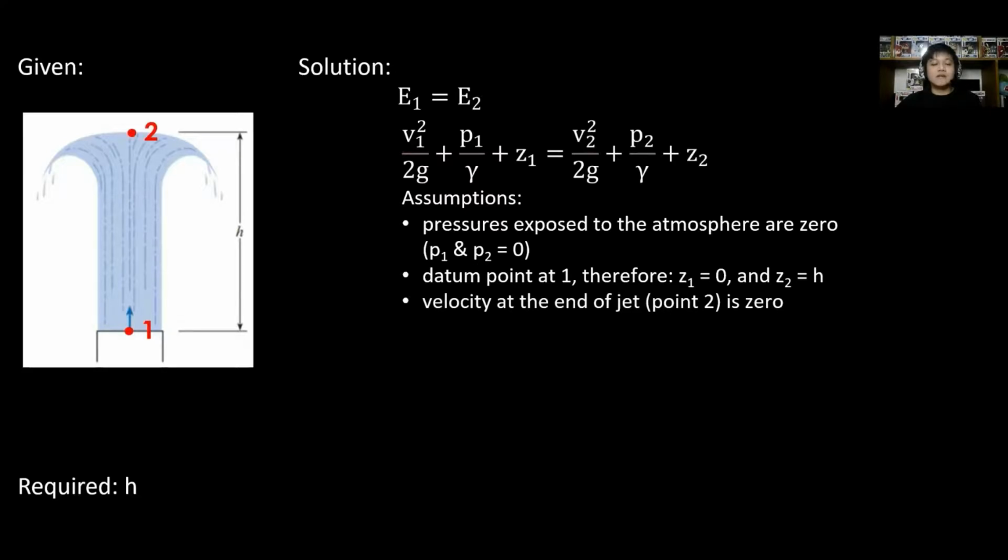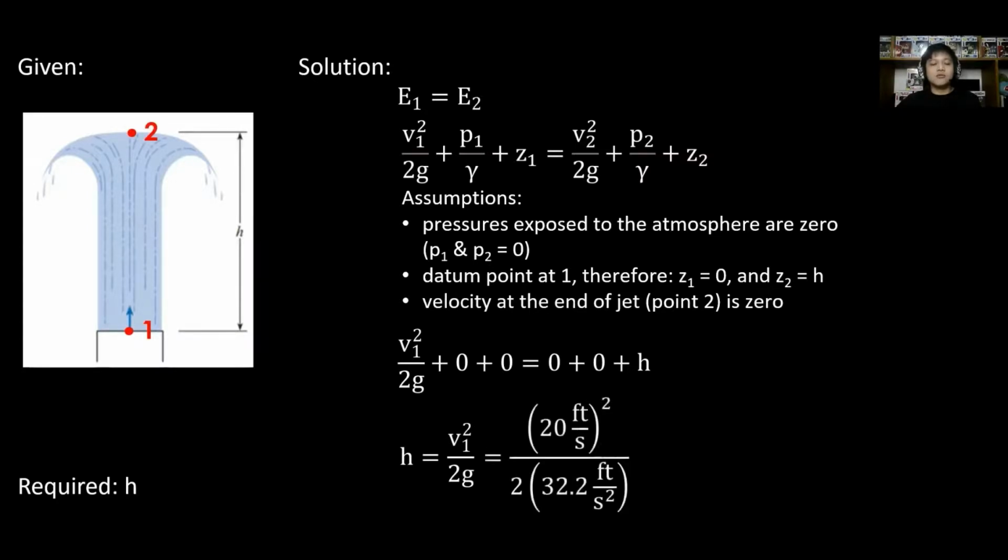From physics, if a body thrown vertically reaches its maximum height, the velocity of that body is 0. Updating the equation, thus, h is equal to v sub 1 raised to 2 all over 2g. Substitute v1 as 20 feet per second and the gravitational pull as 32.2 feet per square second. Therefore, h is 6.211 feet.